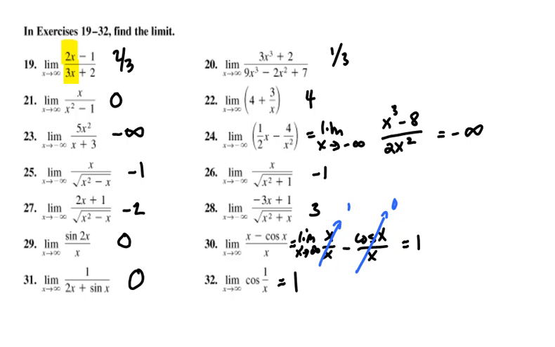The middle piece there, 25 through 28, to do this algebraically is the most complicated. What you have to do for those types of problems is, first of all, note whether your x is going to positive infinity or negative infinity. The second thing you have to note is the coefficient in the numerator. In these problems, it changes from 1, 1 to -3.